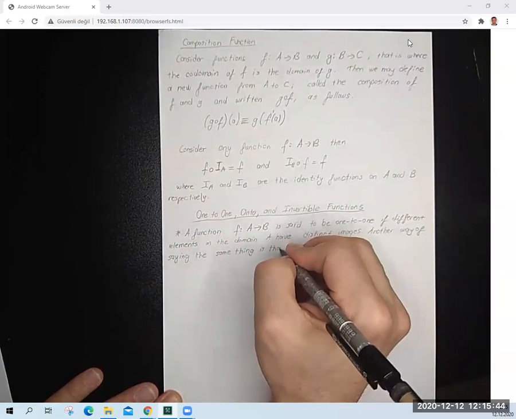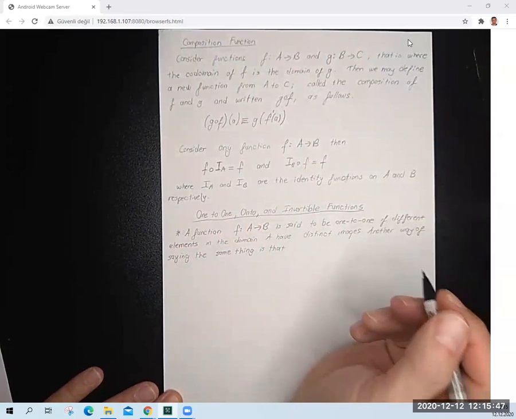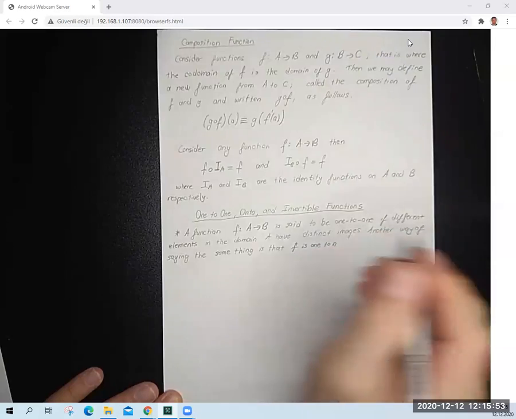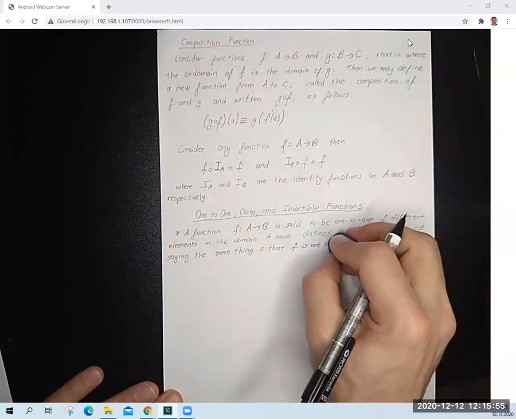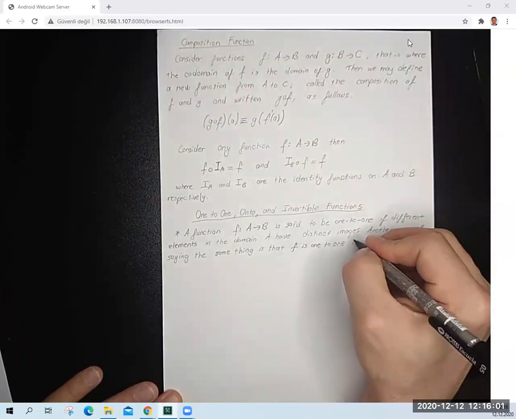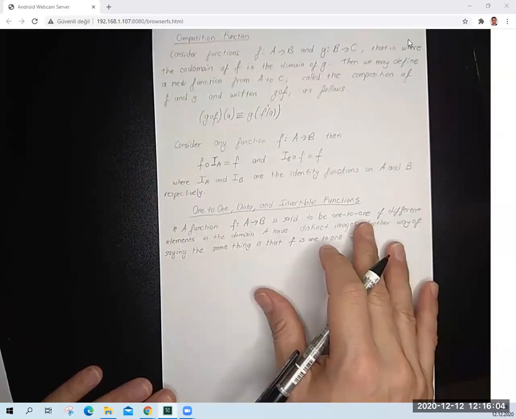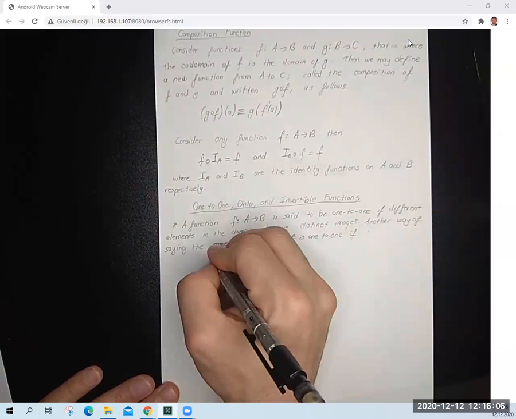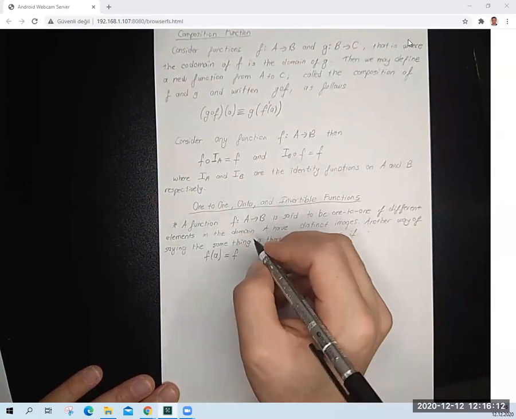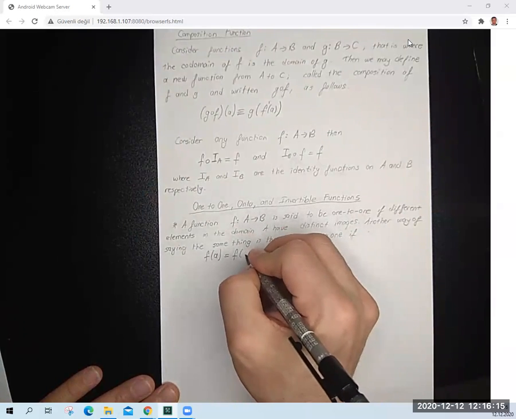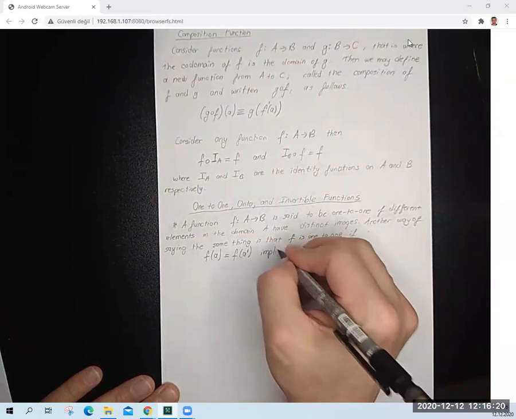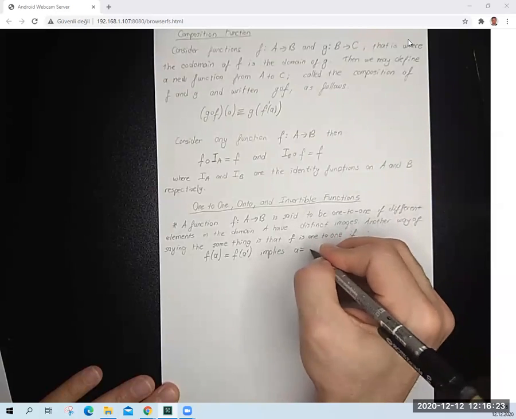So another way to say that is that f is one-to-one if f(a) is equal to f(a hat) implies a is equal to a hat.